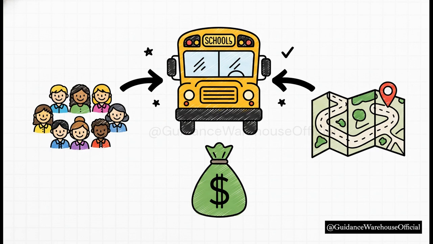Joint variation occurs when a variable depends on the product or quotient of multiple other variables. Think about planning a school field trip. The total cost of busing students doesn't just depend on the number of kids going. It also depends on the distance traveled. So, the cost varies jointly with the student count and the distance. 2 input variables, 1 final outcome.